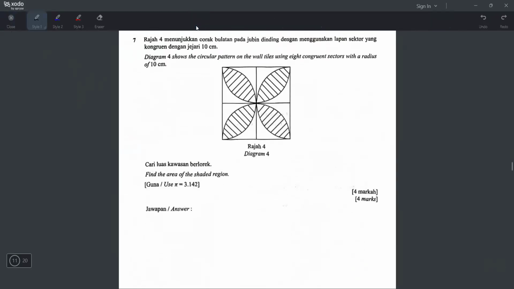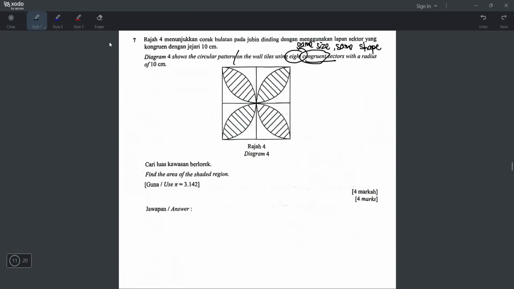All right, let's do question number 7. I think this is a circular measure question also. Okay, let's read the question first. Diagram 4 shows the circular pattern on the wall tiles using 8 congruent sectors. What is congruent? Congruent means same size and same shape. It means they are identical lah. Same size, same shape. So everything here is the same size.